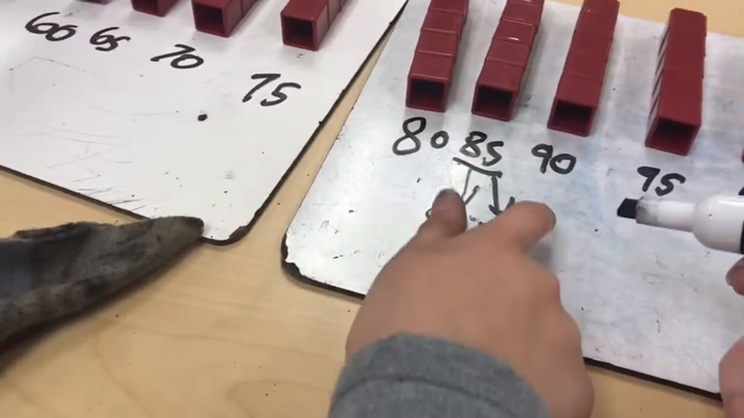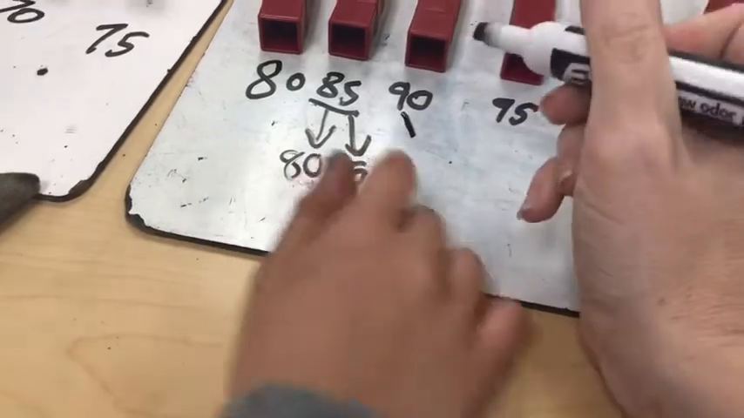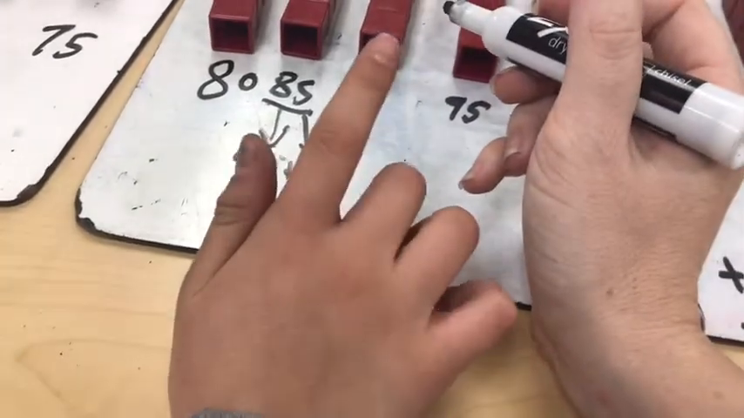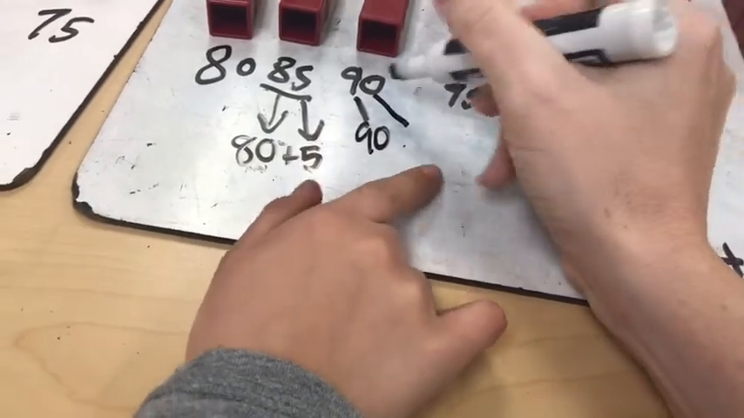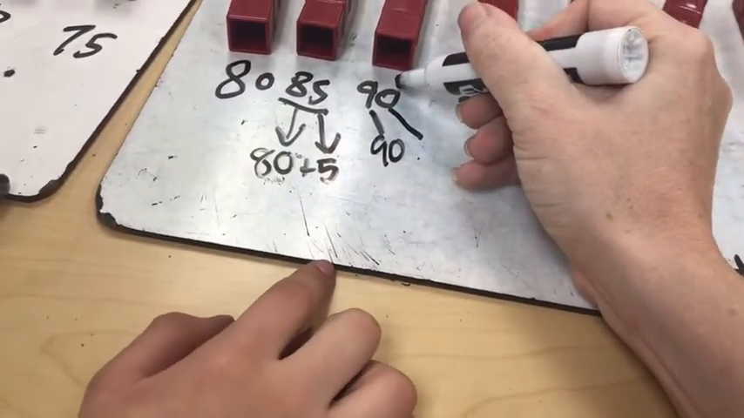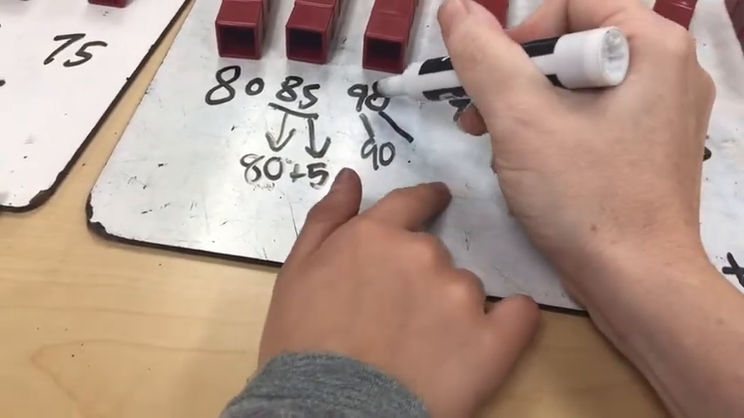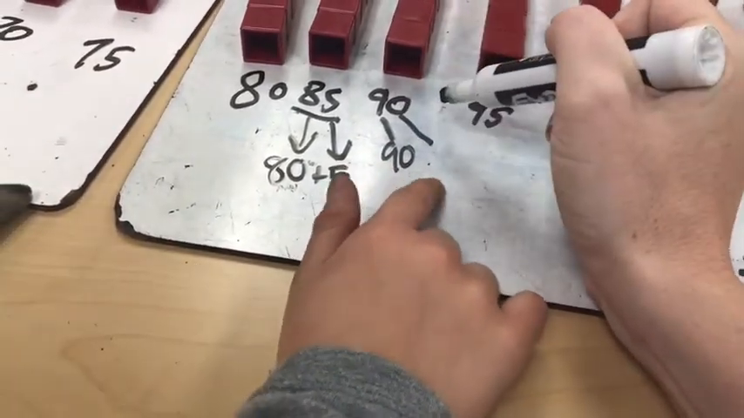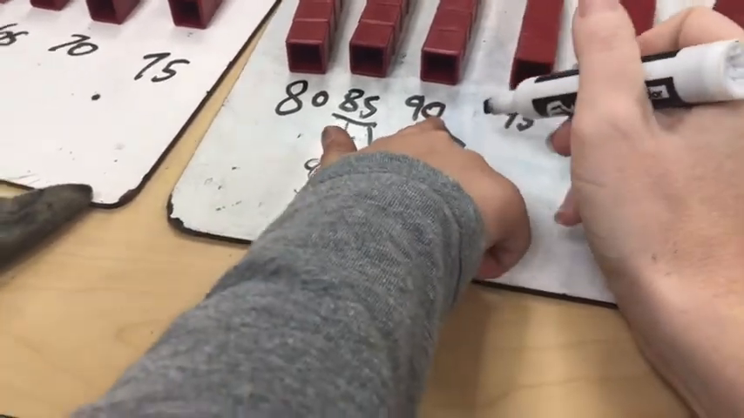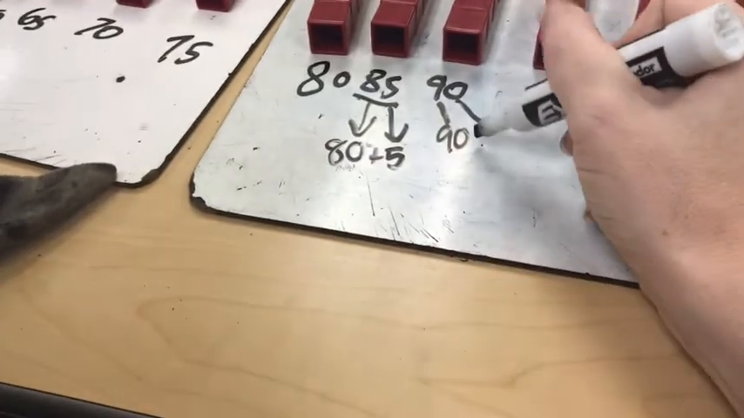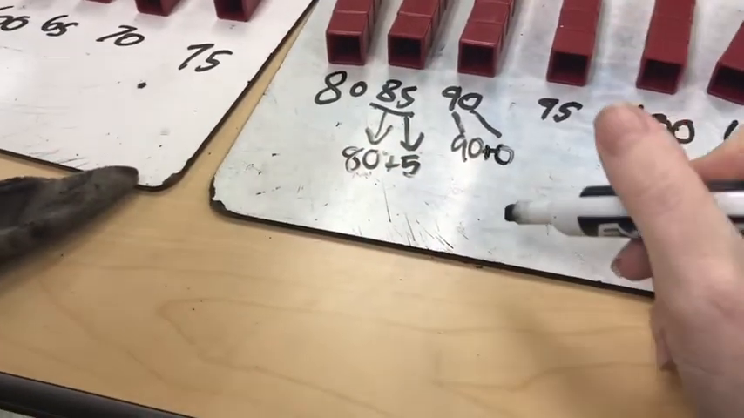What would this 9 represent? 90. And what about this? This means I have what? 9 in the tens place. What digit is in the ones place? You look here. 0. So if I have 0 ones, what's the value of 0 ones? 0. So 90 plus no more is 90, right?